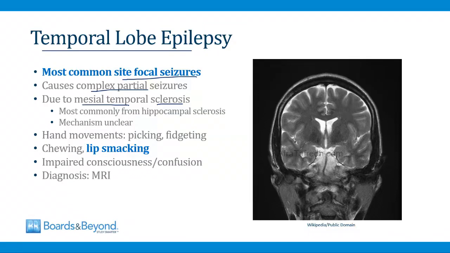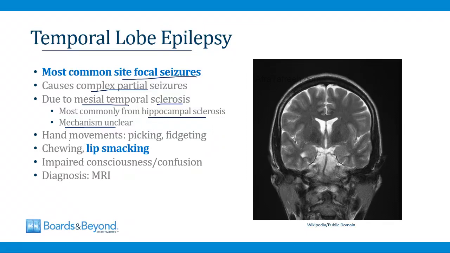Usually the reason that this section of the temporal lobe becomes sclerotic is because there is sclerosis of the hippocampus, which is found in the middle portion of the temporal lobe. The reason that these patients develop sclerosis of the hippocampus is unclear, but once you have a nidus there where there's nerve damage and sclerosis, that's what leads to epilepsy.